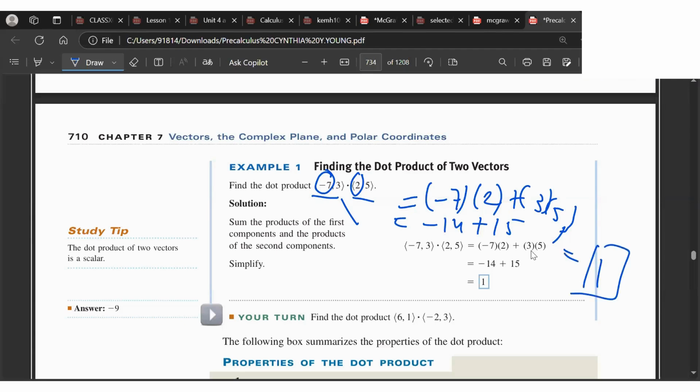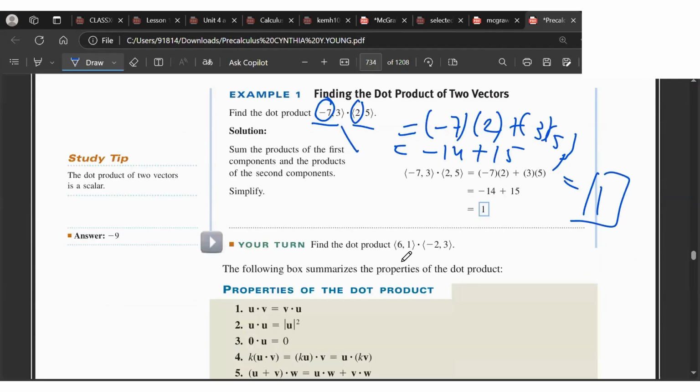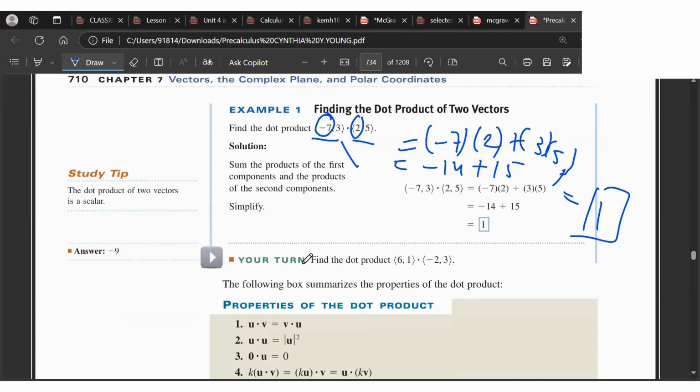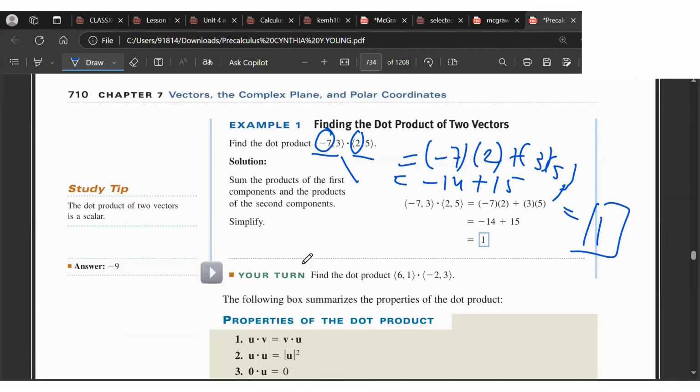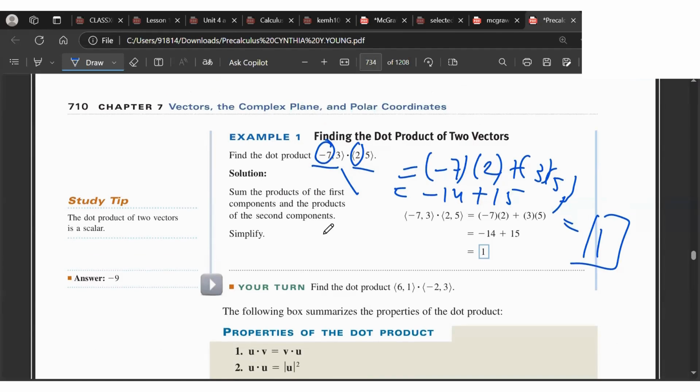Okay, pretty easy. I have a question. When we add the minus 7 times 2, why do we add plus between that and 3 times 5? Why are we adding all these components?